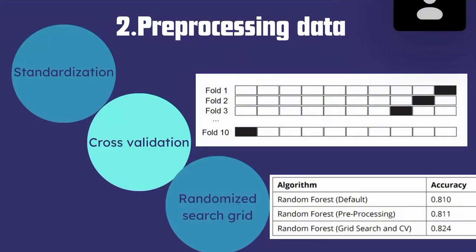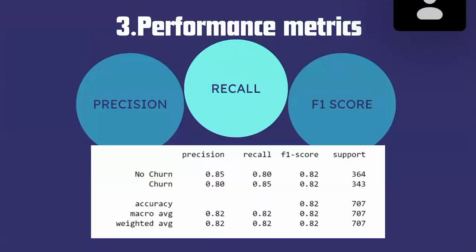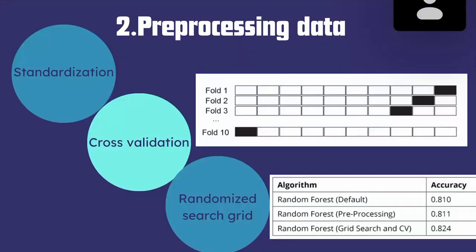The second one is cross-validation with stratification. Cross-validation evaluates a model's performance by splitting the data into multiple subsets. The model is trained on some folds and tested on others. Stratified k-fold cross-validation ensures that each subset maintains the same class distribution as the original data, which is particularly important in imbalanced classification problems to avoid bias.